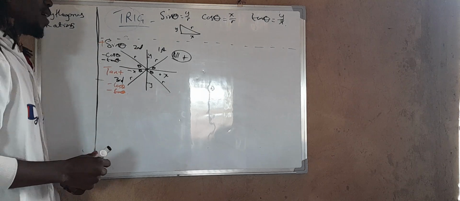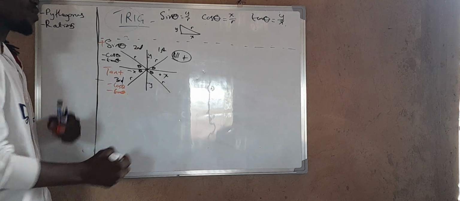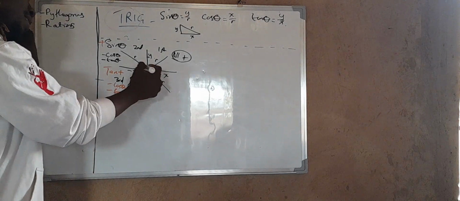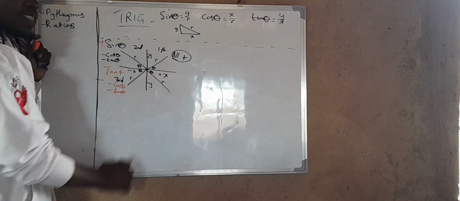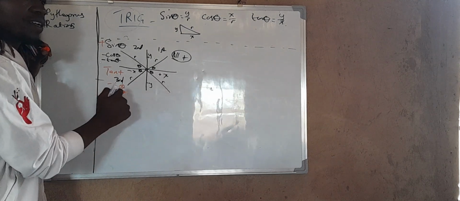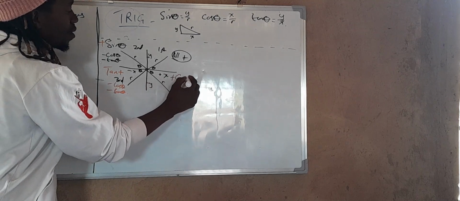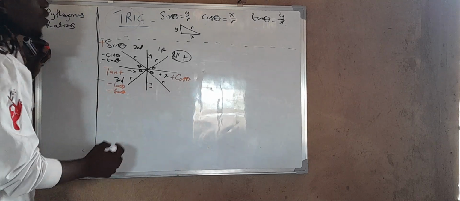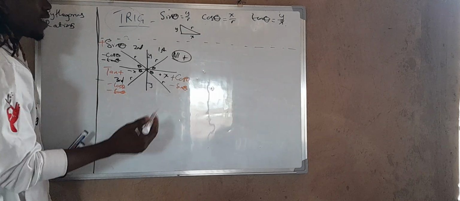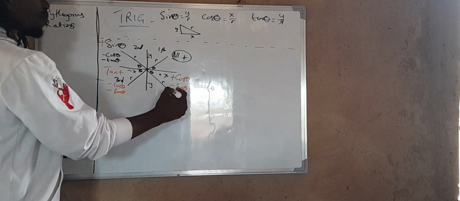Sin is y over r, right? So this is our y over r. Our y is negative, so sin becomes negative, right? What about cos theta? Cos theta is x over r. Our x is positive, right? So if our x is positive, it means that our cos becomes positive, right? What about sin? Sin we said it is negative. What about tan? Tan is y over x. Y is negative and x is positive. So this becomes negative.